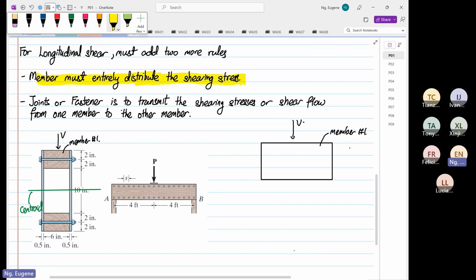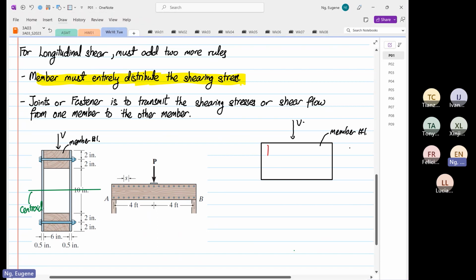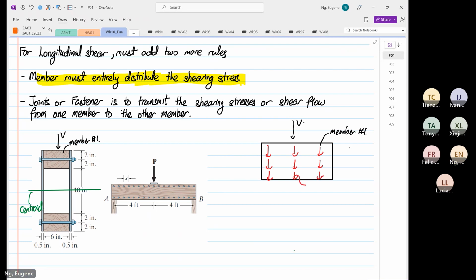So what do you mean by distribute? You have the shear moving, the shear flow moving down this way. So this is the shear flow. Only after the entire structure has distributed the shear flow, the fastener is then used to transmit.